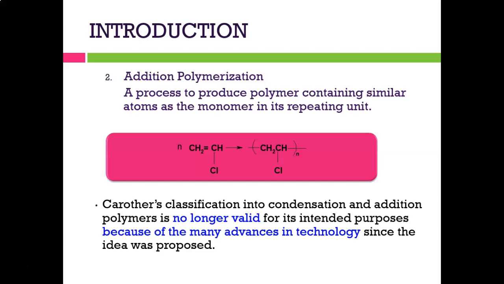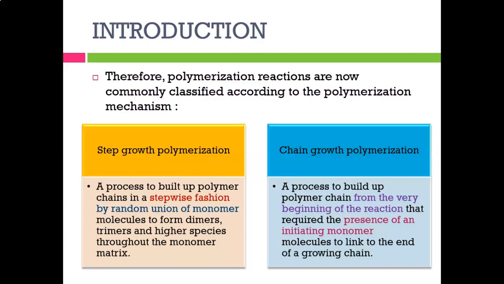The Carothers classification into condensation and addition polymers is no longer valid for its intended purpose because of the many advances in technology since the idea was proposed. Therefore, polymerization reactions are now commonly classified according to the polymerization mechanism. So the previous slide was a general description of how scientists classified step and chain growth polymerization. Step growth polymerization is a process of building the polymer chain in a stepwise fashion by random union of monomer molecules to form dimers, trimers, and higher species throughout the monomer matrix.